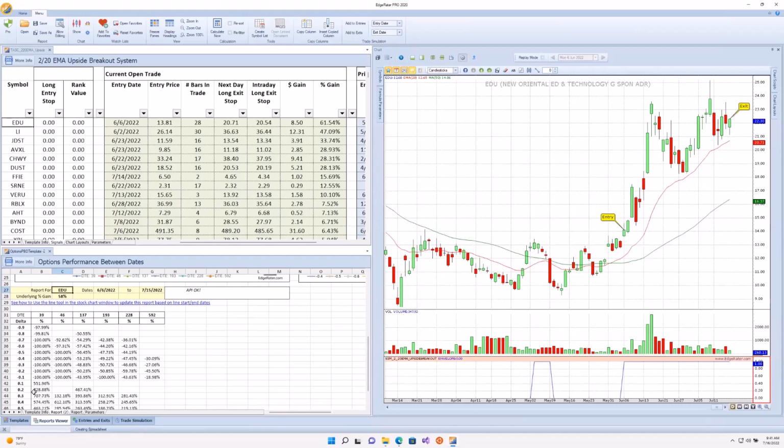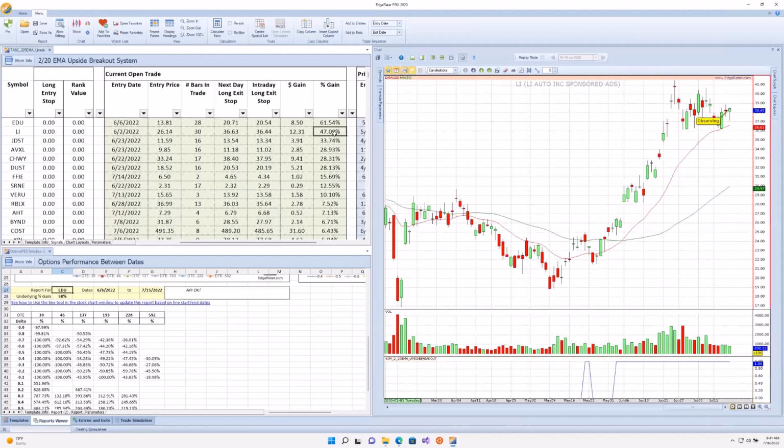The 0.2 delta had a nice gain of 828%. Now we'll come down to some more of these. We'll look at LI. So you could, let's take this as an entry here.